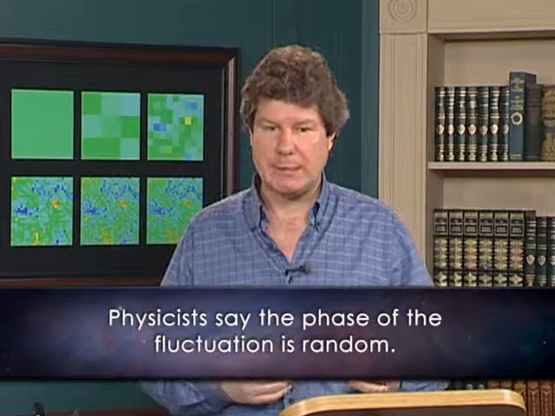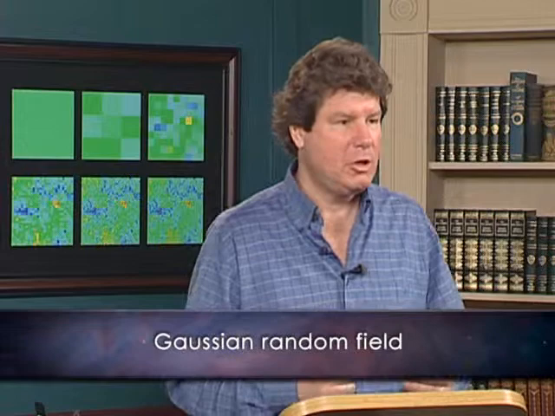What that means is that as the fluctuations leave the Hubble sphere, they get frozen at a random part of their cycle. For example, whether they're at their highest or mid or lowest part is random. Physicists say the phase of the fluctuation is random. Now, when the fluctuations are of this kind, with random phases, they're called a Gaussian random field. You may have heard that term Gaussian curve or bell curve. It's a statistical term that incorporates this issue of randomness. So a very important test of inflation is to see whether the observed fluctuations are, in fact, a Gaussian random field.